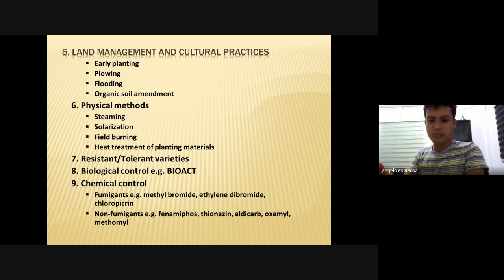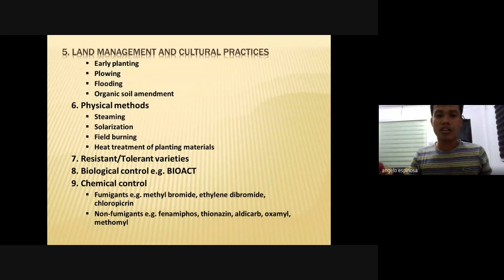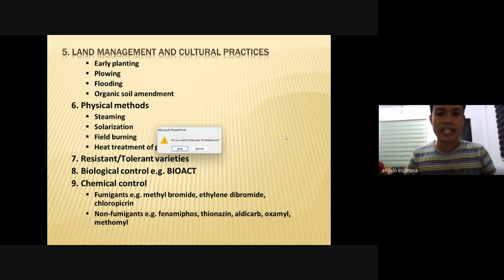Ito yung mga lower lang. Hindi masyadong nakaka-infect talaga. Nakakaapekto sa biodiversity natin. Okay? So these are the management practices that you need for nematodes. Hopefully you learned a lot tonight. So that is all about nematology.